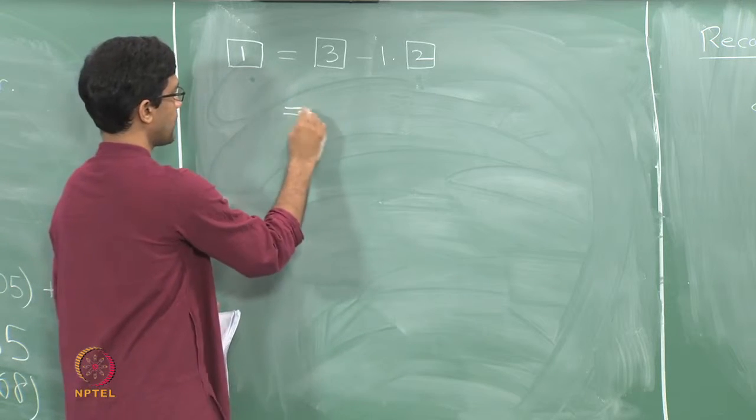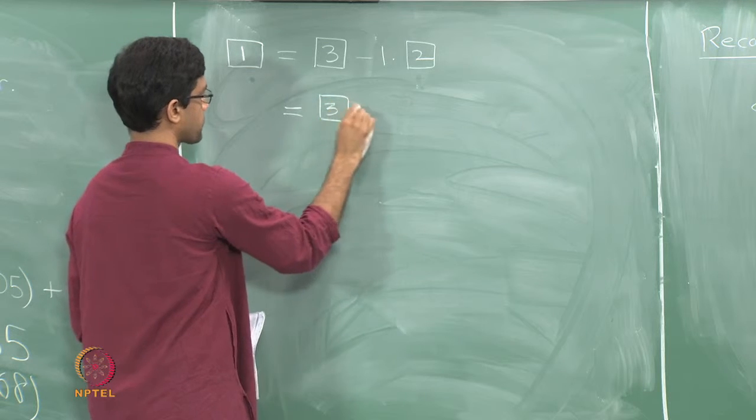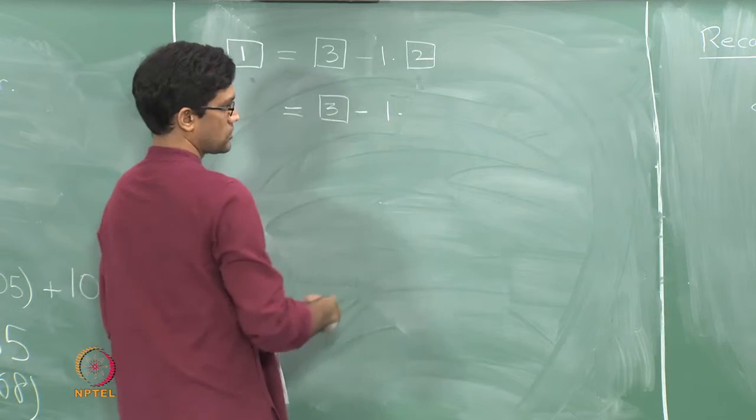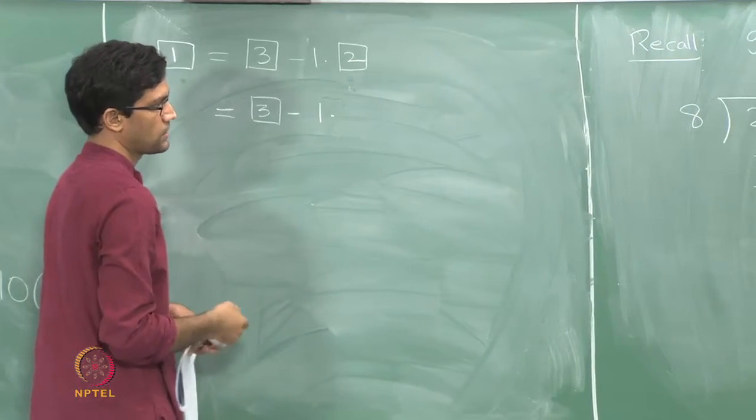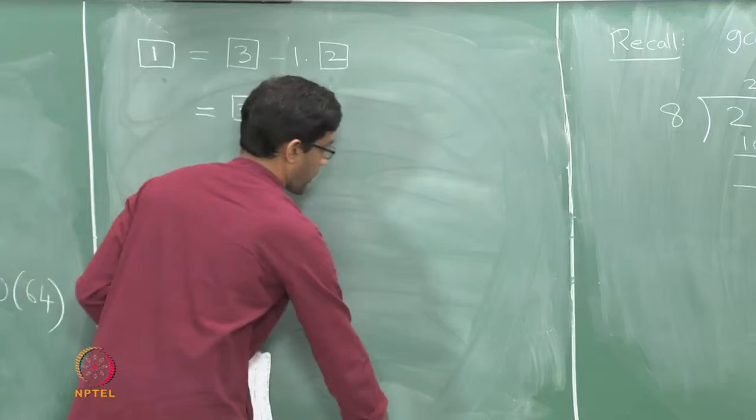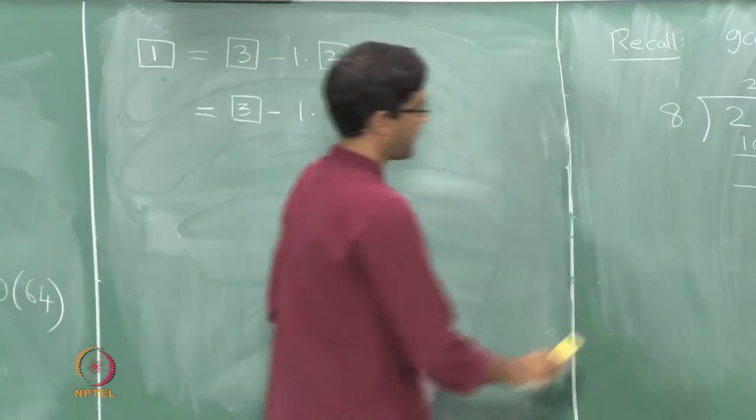So what will I do? I will write this as 3 minus 1 times... I will read my equation, the preceding equation said that 2... maybe I should do it on this board.